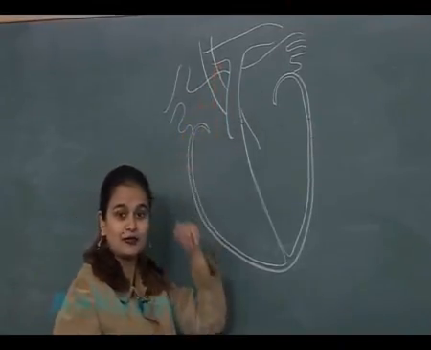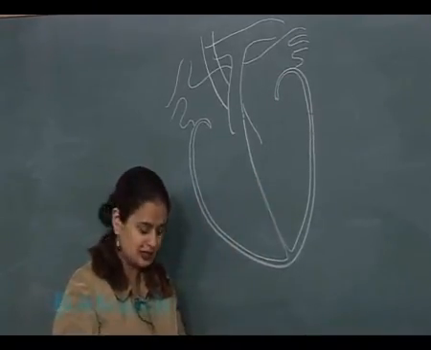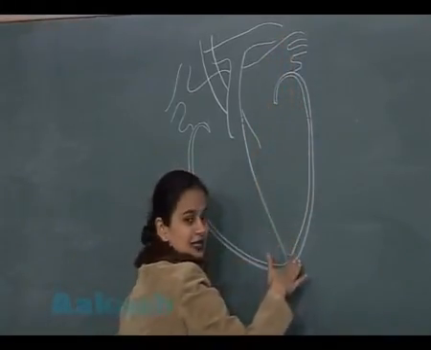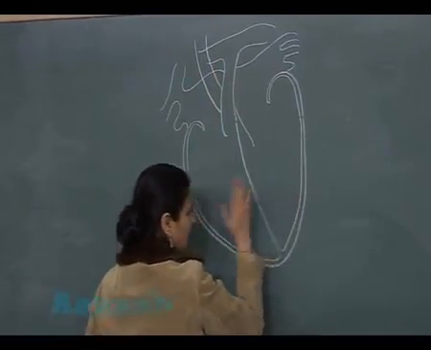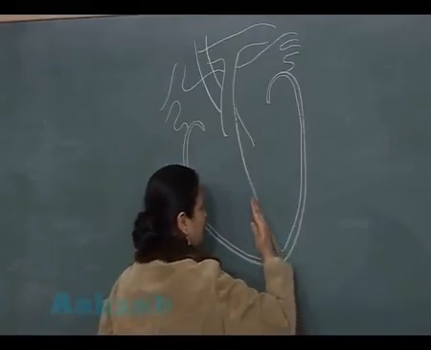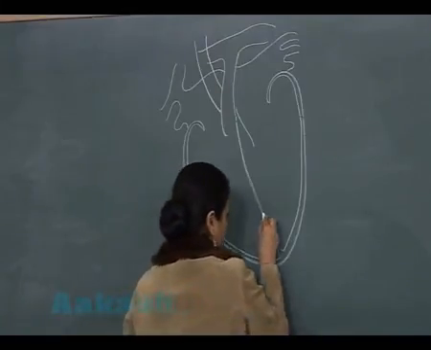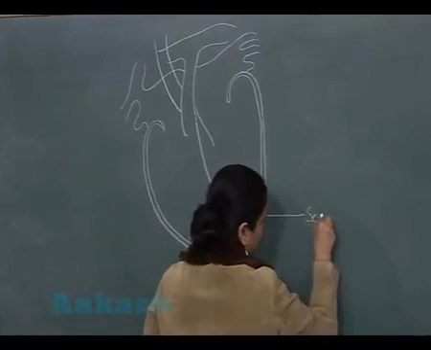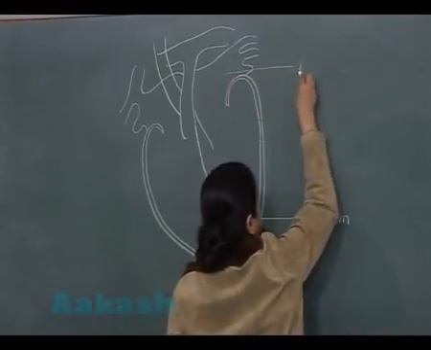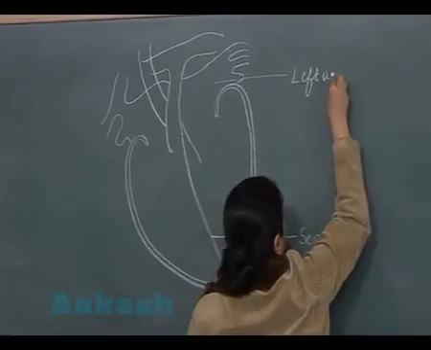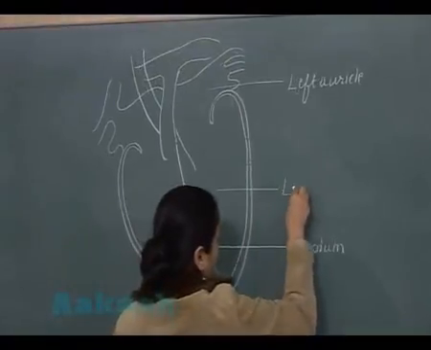The upper 2 chambers are going to represent the auricles, and the lower 2 chambers are going to be ventricles. This part of the heart is the left part, and this is going to represent the right part. Left part and right part are separated with the help of this partition, which is going to represent the septum. So this is the septum. This is going to represent the left auricle. This is the left ventricle.